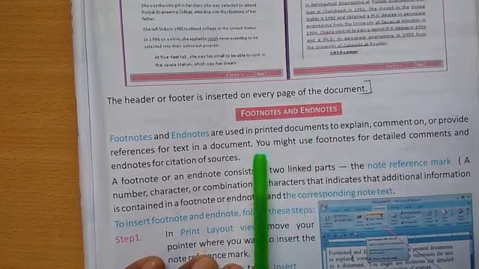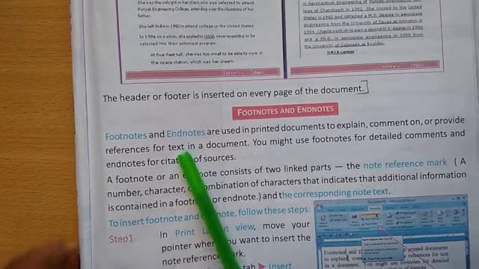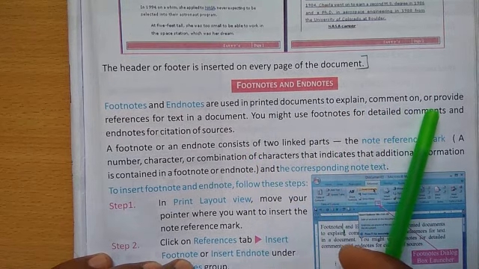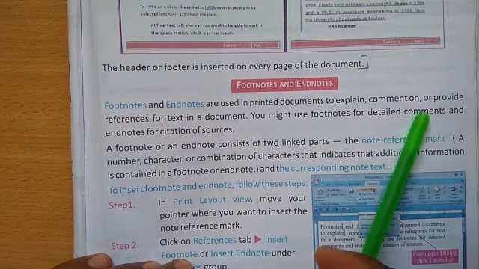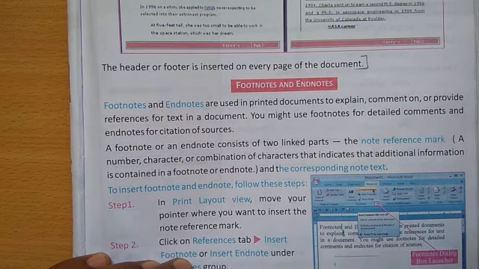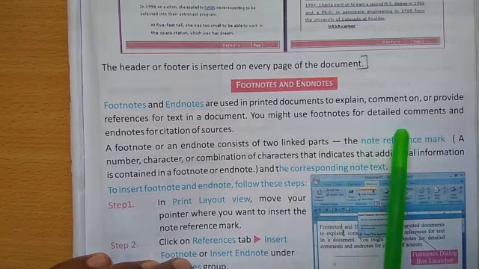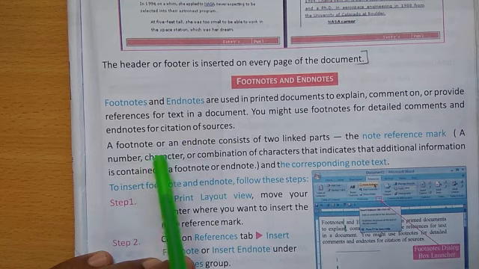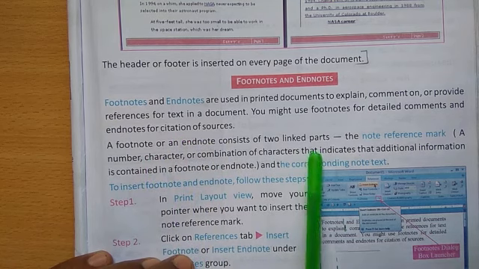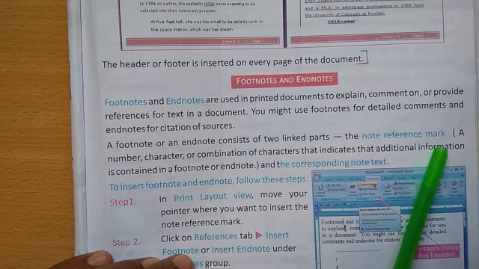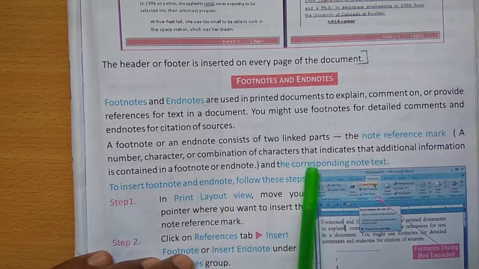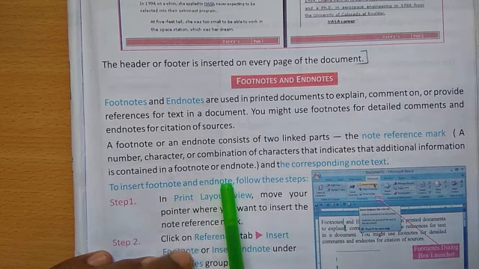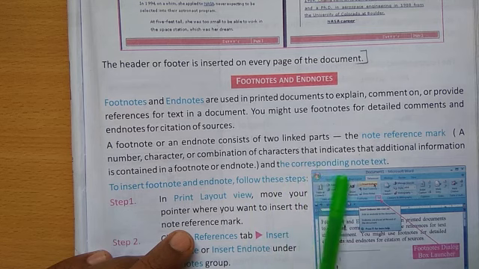Footnotes and endnotes. What are footnotes and endnotes? Footnotes and endnotes are used in printed documents to explain, comment on, or provide references for text in a document. You might use footnotes for detailed comments and endnotes for citation of sources. A footnote or an endnote consists of two linked parts: the note reference mark, a number, character, or combination of characters that indicates that additional information is contained in a footnote or endnote, and the corresponding note text.